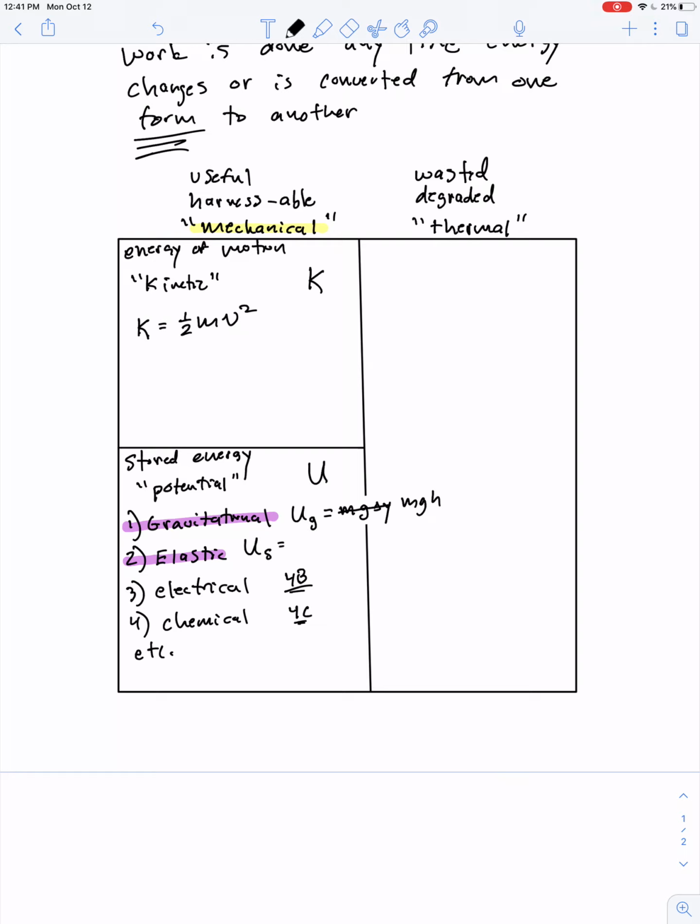Elastic potential energy, we can derive this based off of Hooke's law. In our study of elastic potential energy, we're going to restrict ourselves to the study of objects that behave as ideal springs. So elastic potential energy is equal to 1/2 k times the elongation or compression of the spring squared.